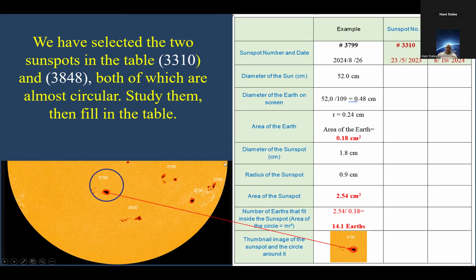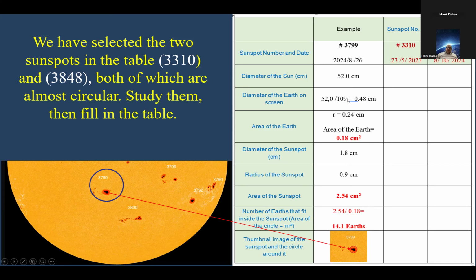My calculation, I found that the diameter of the sun is 52 centimeters. Then I found that the diameter of the sunspot is 1.8 centimeters. It means that the radius of the sunspot is half of that, and the area of the sunspot is 2.54 square centimeters. Now, I'll go back to the diameter of the sun on the screen, which is 52.